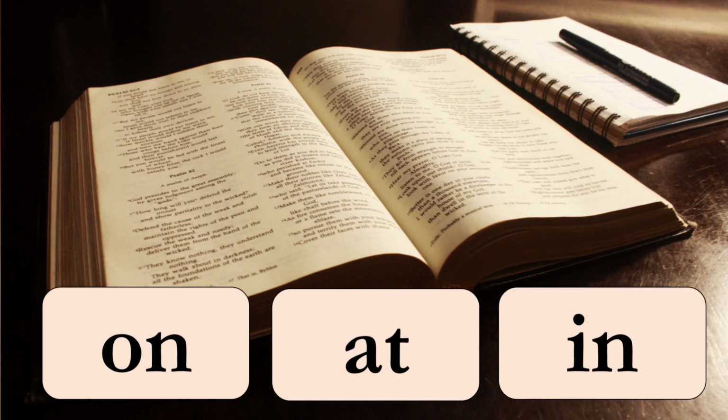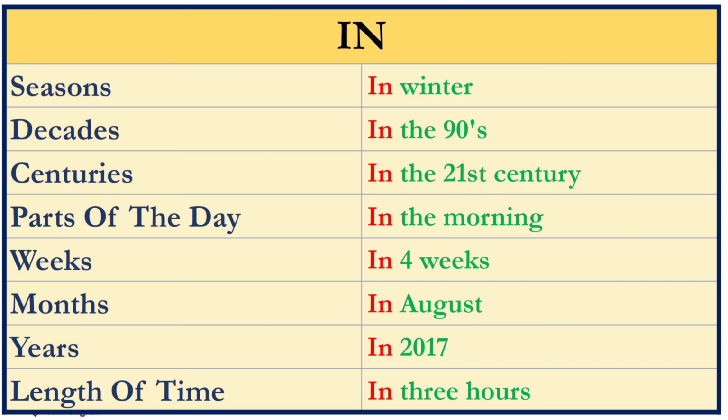On, at, in. For the following time we should use in. Seasons, for example, in winter. Decades, for example, in the 90s. Centuries, for example, in the 21st century.